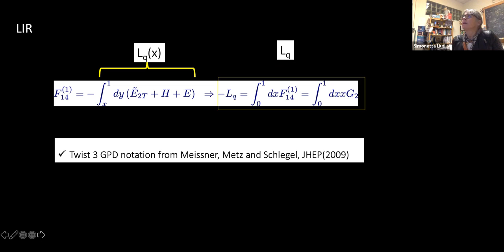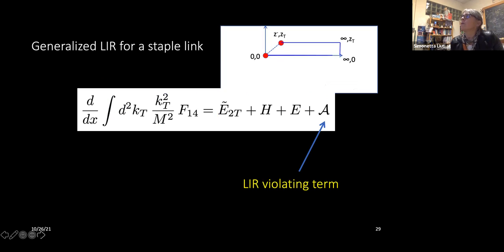So from here, that's why we can write this Lorentz invariance relation. So F14, we can write it as a function of the GPD E2T tilde plus H plus E. And this is what allows us to identify angular momentum, to make this connection between the twist 3 GPD and the twist 2 GTMD, and this E2T tilde plus H plus E is the same as G2. Okay, and that's the paper with all the notation.